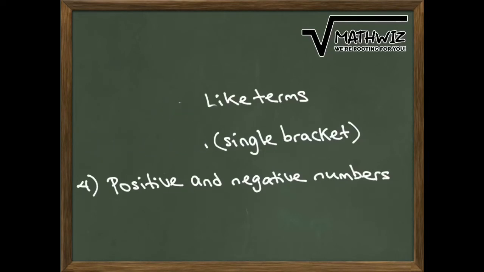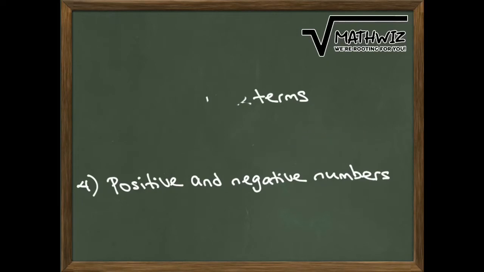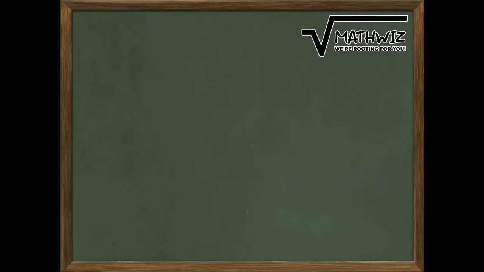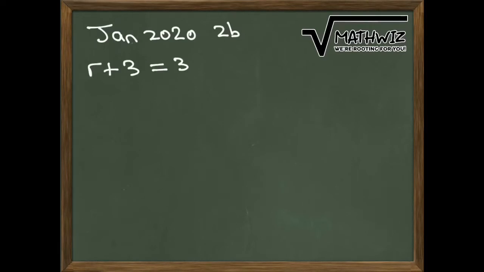So I'm going to be going through past paper questions. The first one is January 2020, and it's going to be question 2B. The question reads, r plus 3 is equal to 3, open bracket, r minus 5. Now, whenever you're doing this question, you want to handle the expansion first. Hence, I mentioned that having that skill would be useful. So provided you already know how to do the single bracket expansion, I'm going to go through.